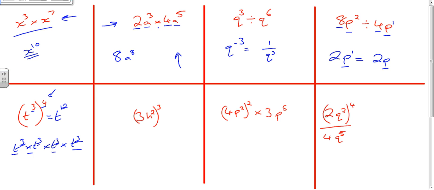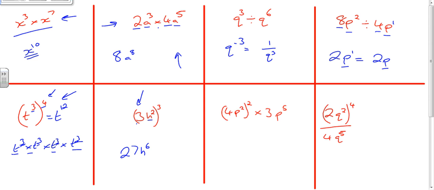So the next one is 3h squared to the power of 3. Again, what we do is we deal with the number first of all. So this is going to be 3 to the power of 3. So 3 to the power of 3 means 3 times 3 times 3, which is 27. Then you've got h squared to the power of 3. So that means h squared times h squared times h squared. And just like we eventually did here, you multiply the powers together. So that's going to be h to the power of 6. So 27h to the power of 6.